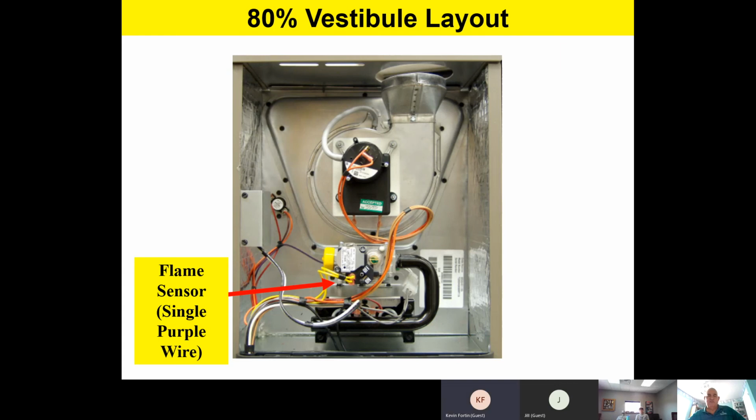Here's our flame sensor. Now, team, the dead giveaway that you're looking at a flame sensor is it's the only component on the furnace that has that single purple wire. So the single purple wire goes to the flame sensor, and it's going to be on the opposite side of the burner assembly from the igniter, from the hot surface igniter.